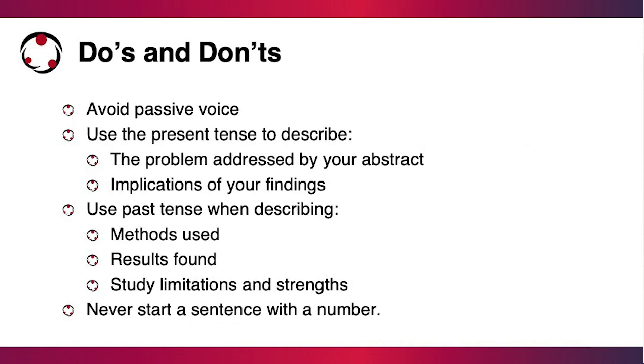Although this is common, please avoid passive voice. Consider using the present tense to describe the problems addressed by your abstract and implications of your advocacy. You should use past tense when describing methods used, results found, and any limitations and strengths. Please also never start a sentence with a number. These are all small tips, but they can help your abstract stand out.